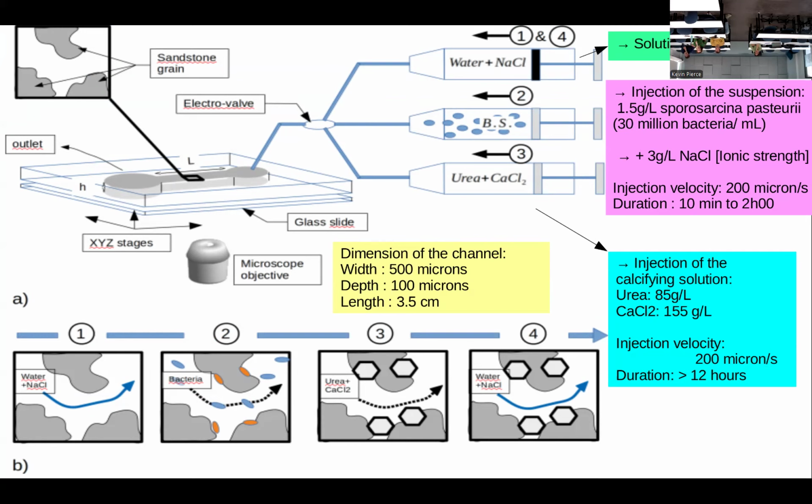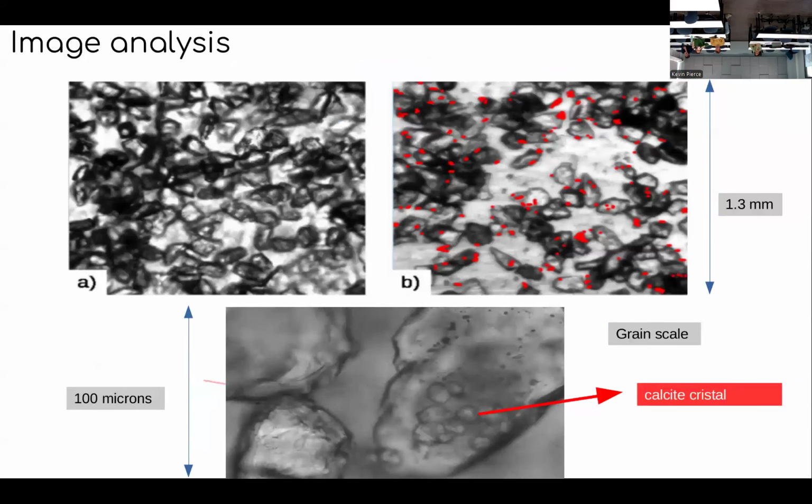On the next slide, you see the microfluidic chip that we developed. There is not much to say about that, but on the next slide, you see examples of experiments where we were able to measure the number of bacteria on the grain by image analysis. And you can see at the bottom an image of the calcite crystal after mineralization.